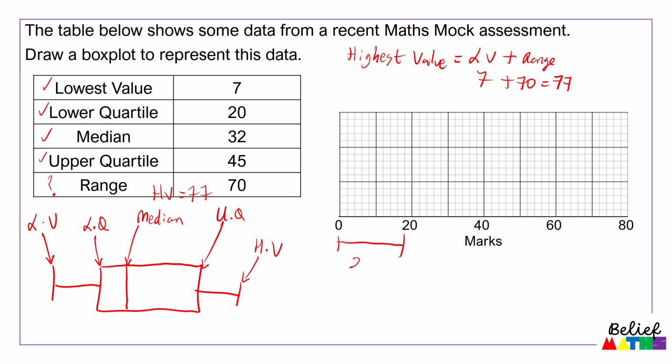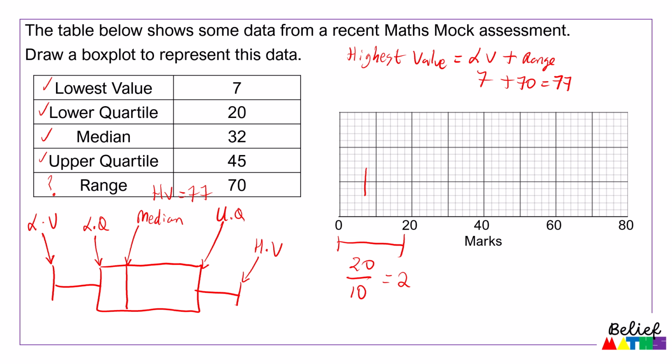That's a gap of 20 divided by 10, which means every box is worth 2. So to find 7, if we start here on the left hand side, 0, 2, 4, 6, so it's 3.5 boxes in. And we're just going to draw a little line.